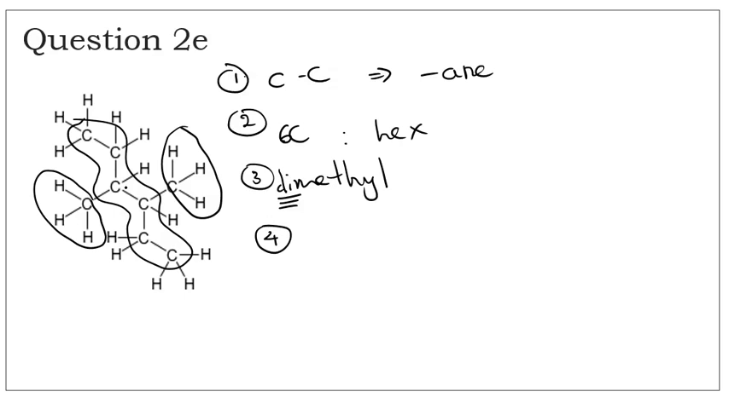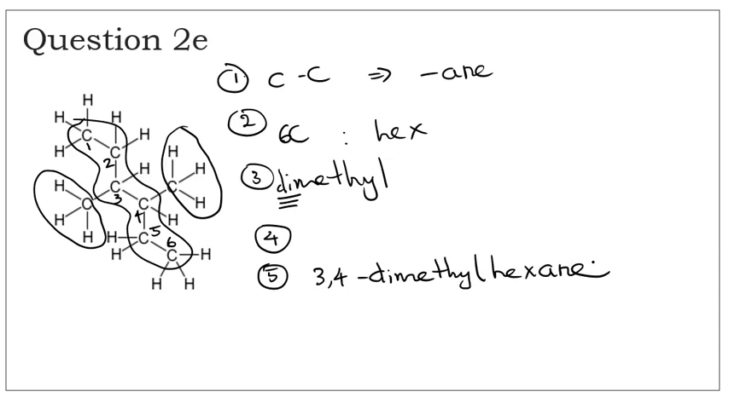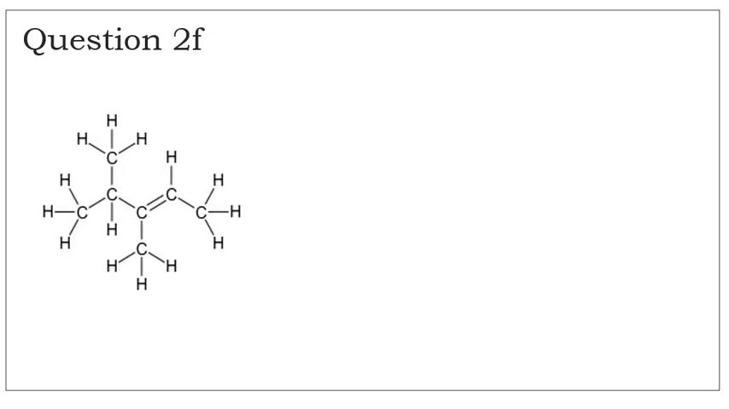I don't think it matters from what end you start because the 2 branches are identical and they are in the middle of the molecule. So I'm just going to start from this end, but you can very well start from the other side. 1, 2, 3, 4, 5, 6, and then name. 3, 4 dimethyl hexane. F.